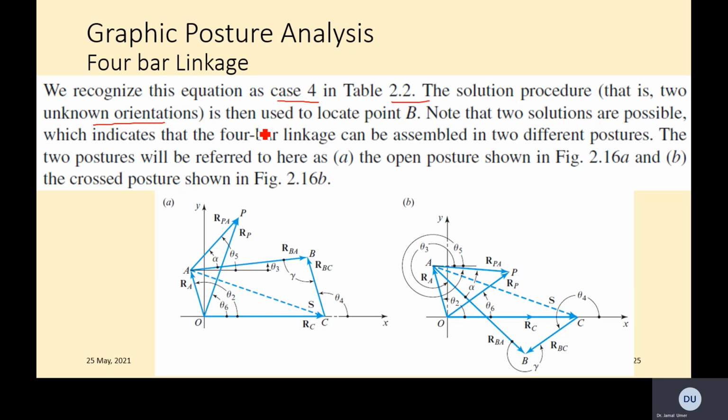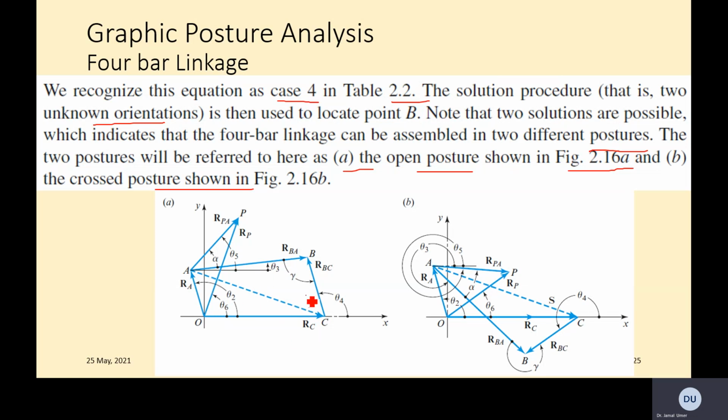Note that two solutions are possible, which indicate that the 4-bar linkage can be assembled in two different postures. The two postures will be referred here as A, which is this position, an open posture, in figure 2.16a, and B, the cross posture shown in figure 2.16b. So this is the posture. So how actually do you do that?